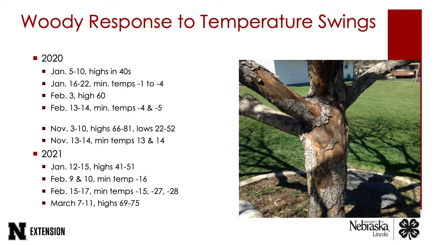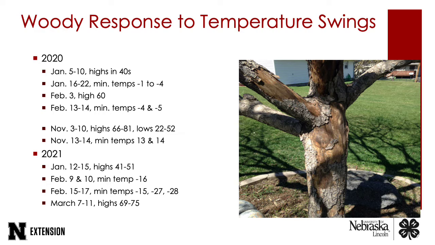Another plant response to temperature that's important to understand is how plants can be damaged by large temperature swings that we may have in the fall, like in November, or during the winter months. So here you can see some temperatures the last couple of years that I've recorded for you. So in 2020, January 5th through the 10th, we were having highs during the day in the 40s. January 16th to the 22nd, our nighttime temperatures dropped into the single digits. So it's -1, -4. That's a 40-degree temperature difference.